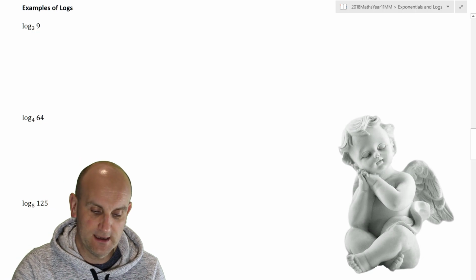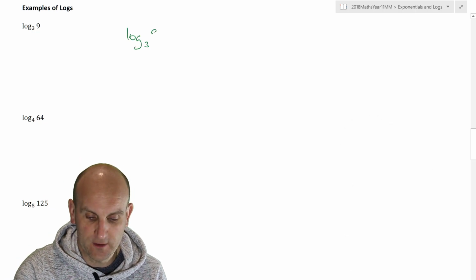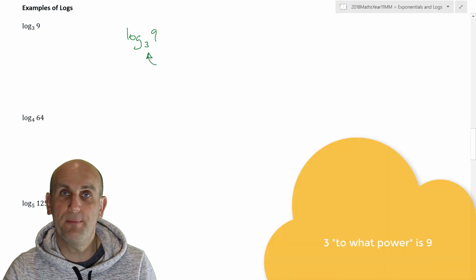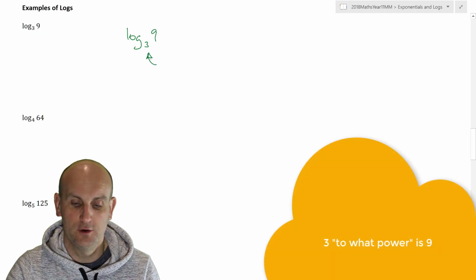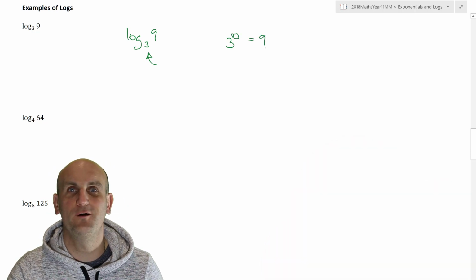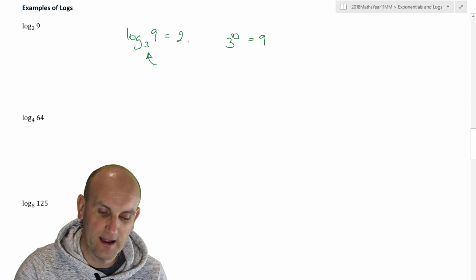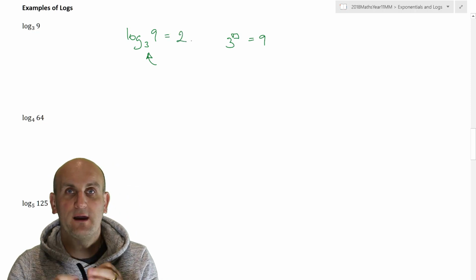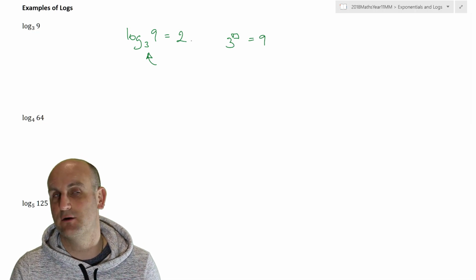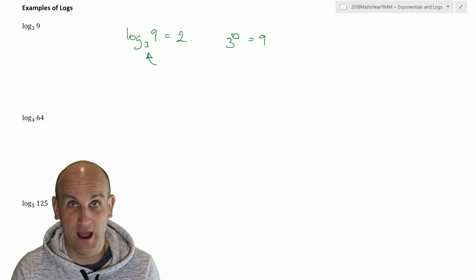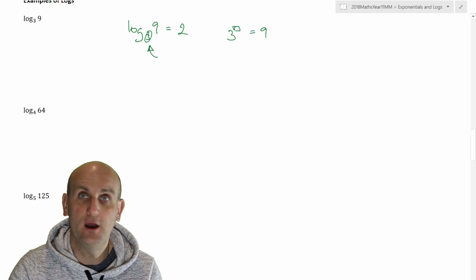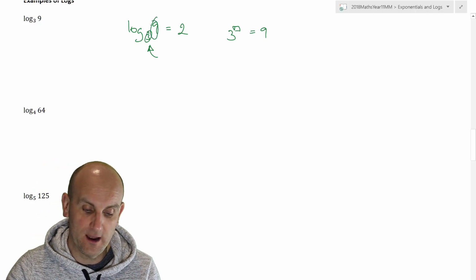And what you need to remember is this: log 3 of 9 is basically saying 3 to what power is 9? Well, we know that 3 squared is 9, so the answer to that would be 2. Now, again, I can't stress enough, if you use the same language that I'm using to define these logarithms, you cannot go wrong. I genuinely mean you cannot go wrong. And I'll say it again: 3 to what power gives me 9?